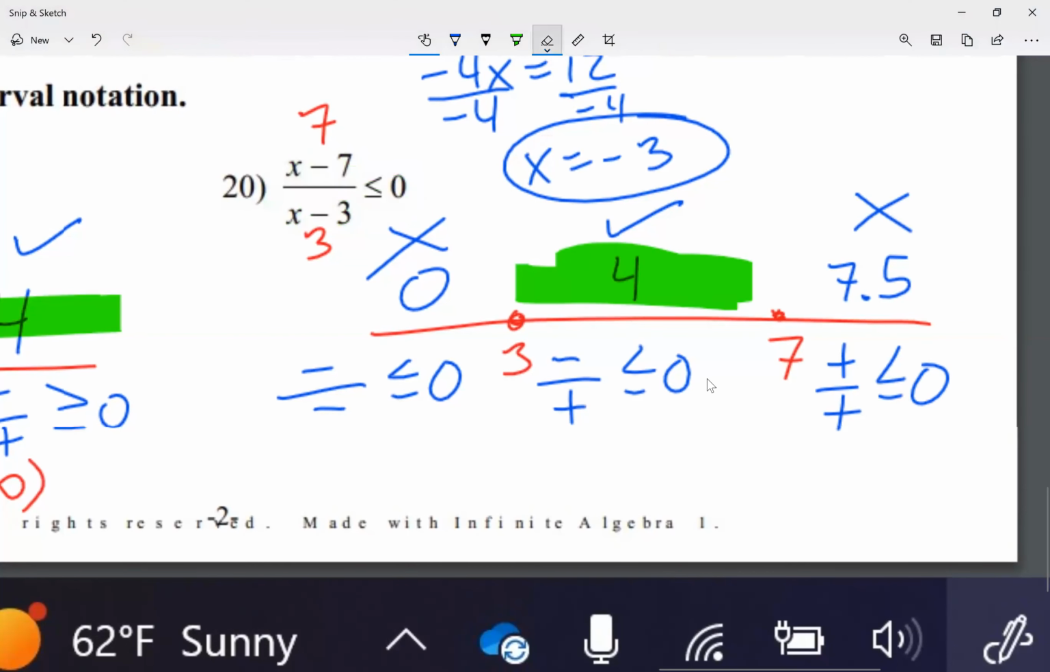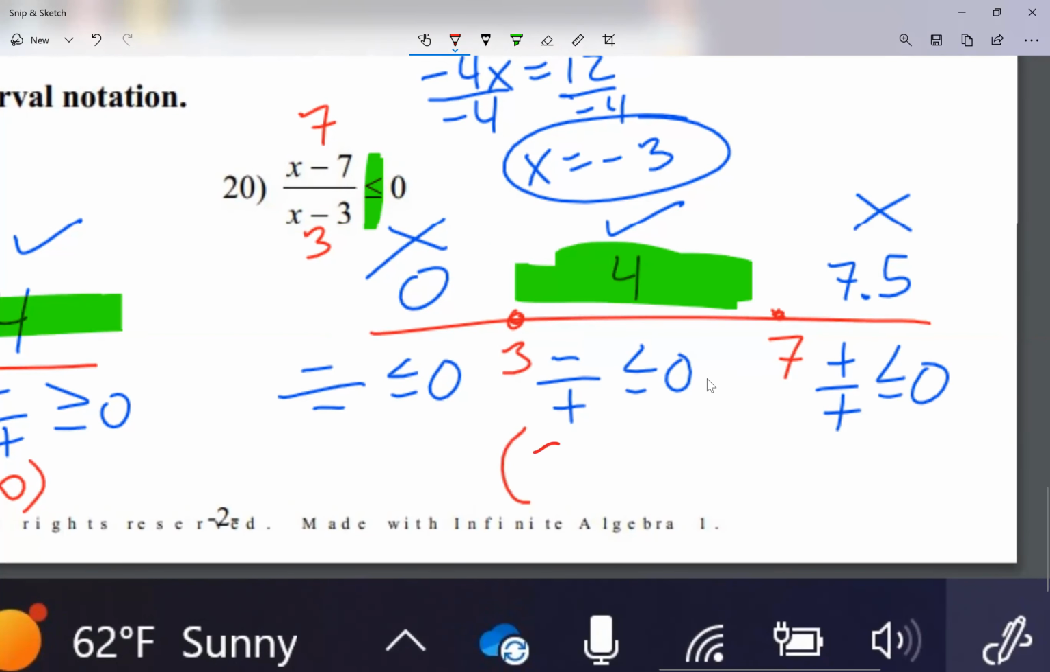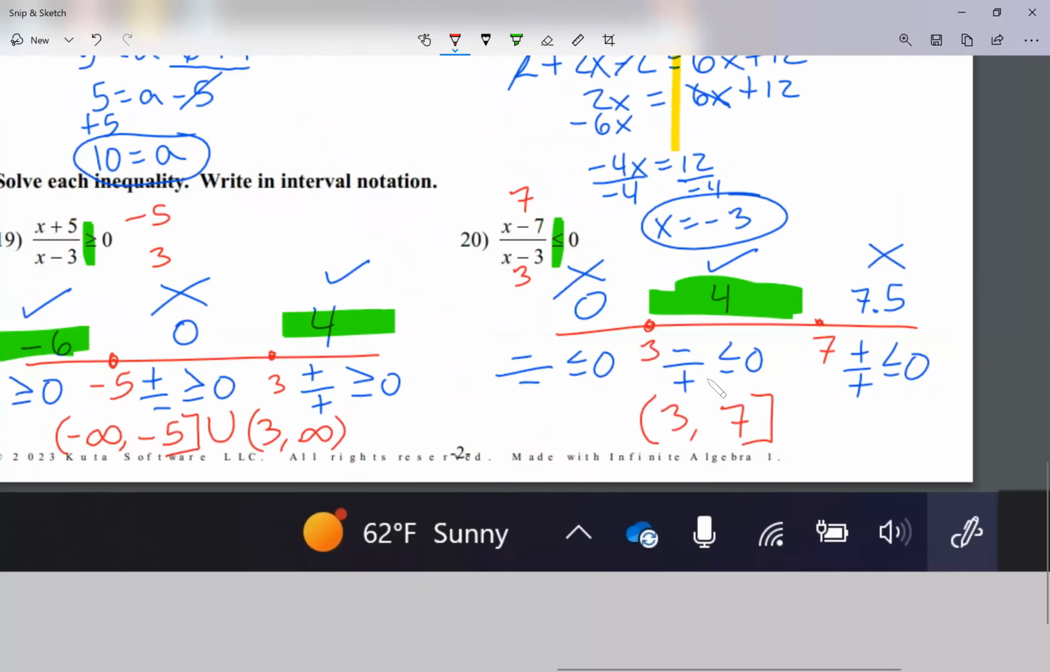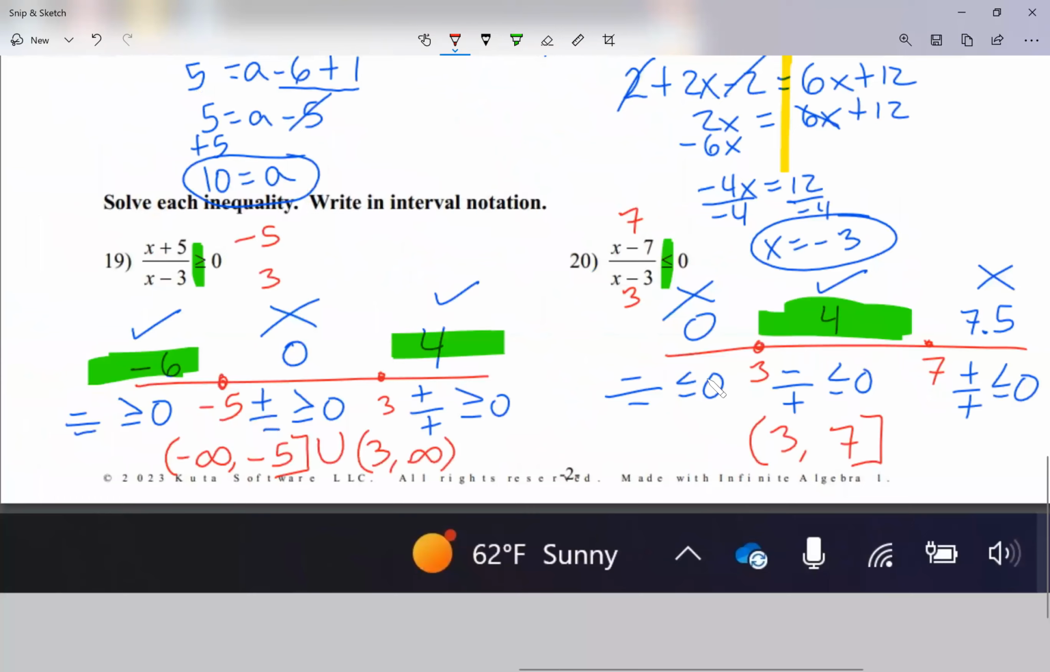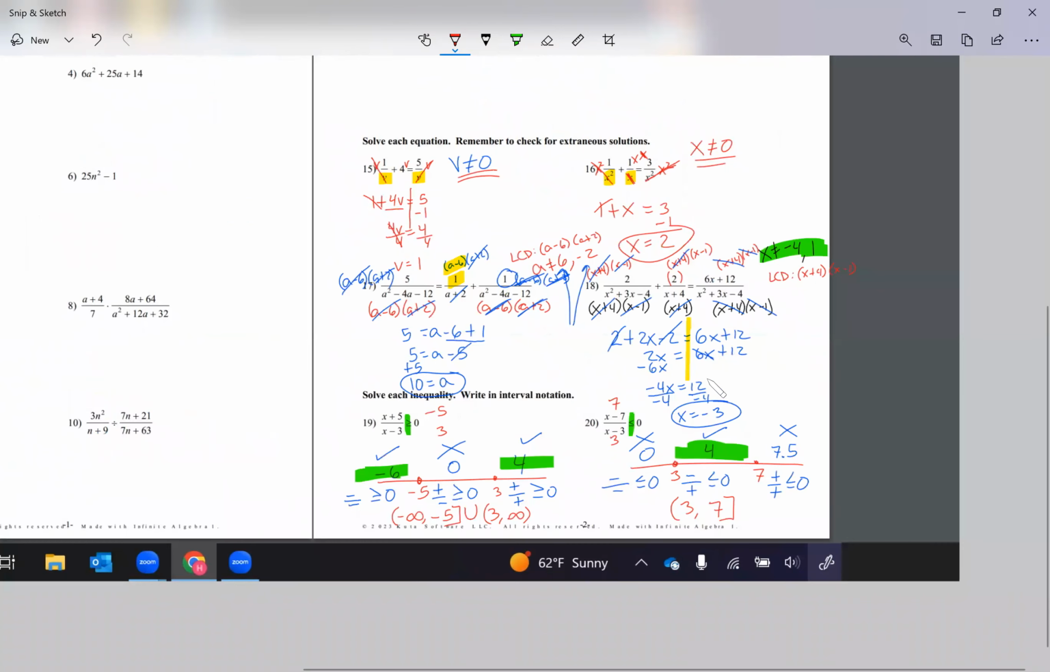Okay, so because my inequality symbol has the or equal to part, I will use a bracket on the number that makes the top equal to 0. So my answer in this case will be the section that worked. It's from 3 to 7. Bracket only on the 7, because that's the number that makes the top equal to 0. I don't have to use union, the U shape, because I only have one section. Number 19, I used the union, because we had two sections. I was combining two sections. So let me zoom out. That's what we did today.